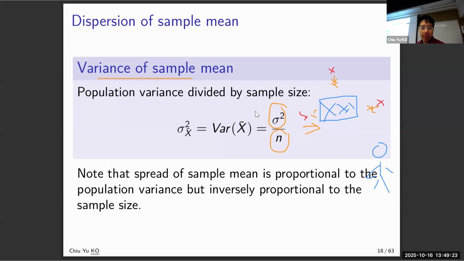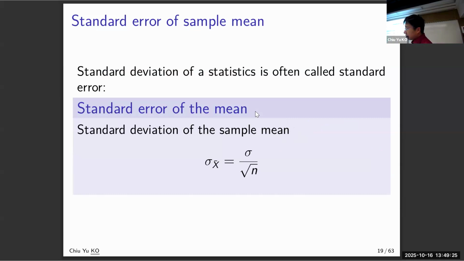So let me define standard error. Probably you remember: standard error simply means the standard deviation of a statistic. So the error here means standard deviation. The standard error of the mean is the standard deviation of the sample mean. I don't know why they call it that, but this is the terminology here.